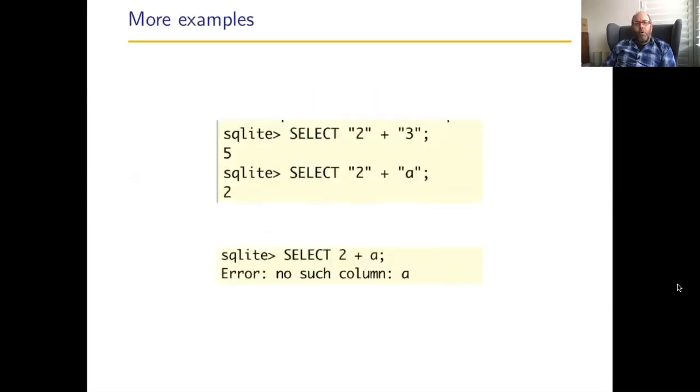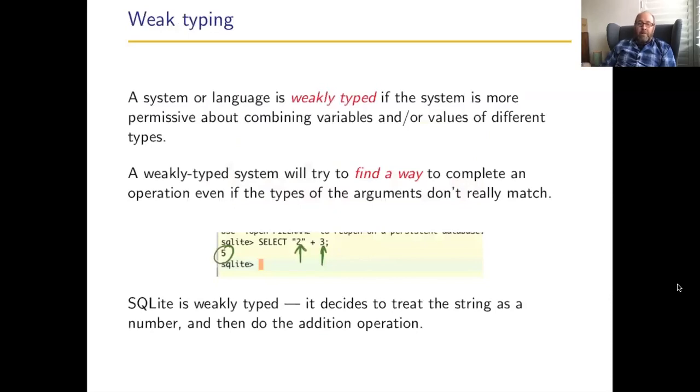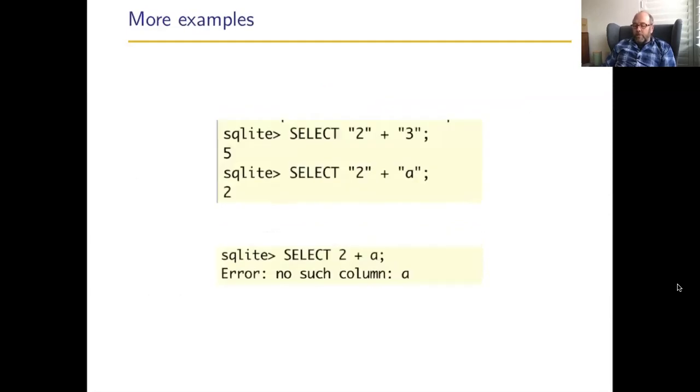Let's see a little bit more about what it does. It does seem fairly sensible that if you have a string which just happens to be all numbers, then you might as well treat it as a number. What else does it do? Well, suppose I add together two strings, 2 plus 3. Python, we saw, decided that the correct way to add strings together was to concatenate them, to glue one to the end of the other. SQLite, on the other hand, decides that both of them should be converted to numbers, and then it will do the numerical operation.